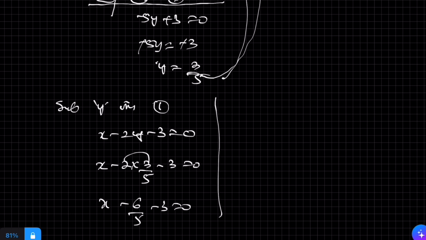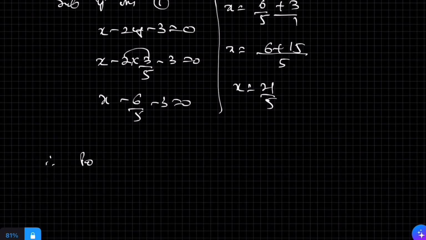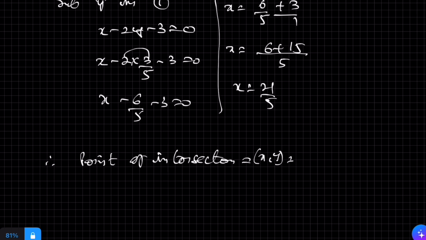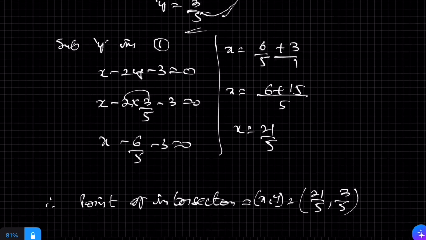So let me shift everything that side. x equal to 6 by 5 plus 3. I will take 1 in the denominator for 3, so let me simplify: 6 plus 15 over 5. So x equals 21 by 5. Therefore, my point of intersection of the two lines, x comma y, is x is 21 by 5 comma y is 3 by 5.